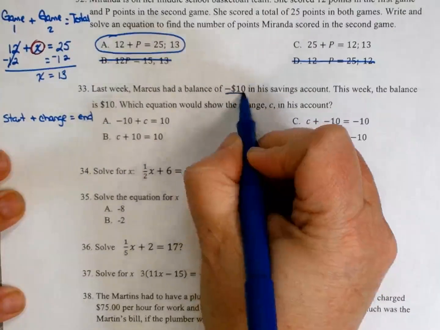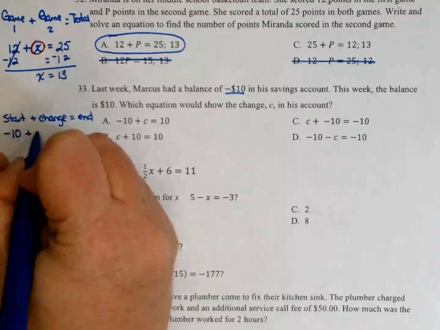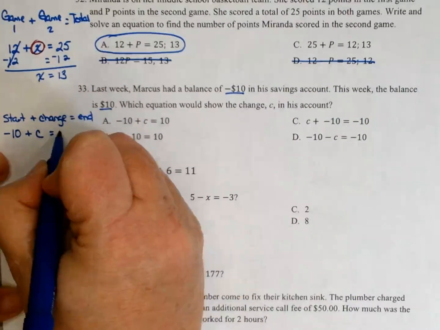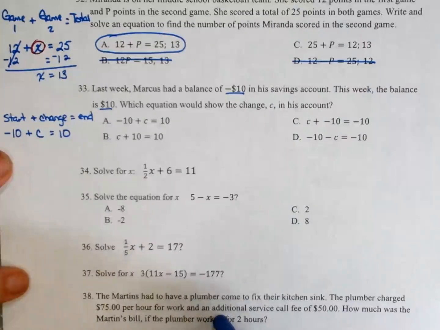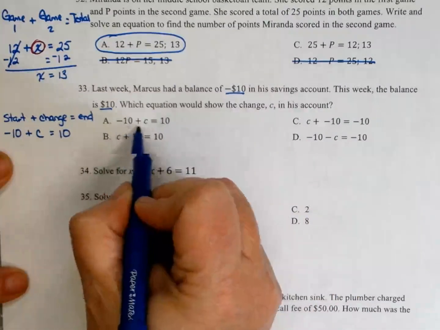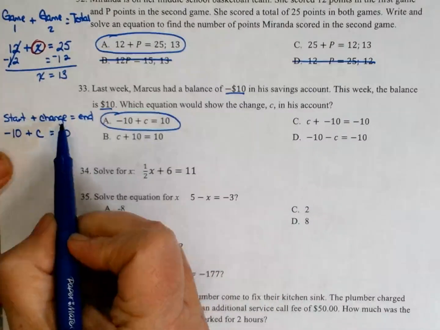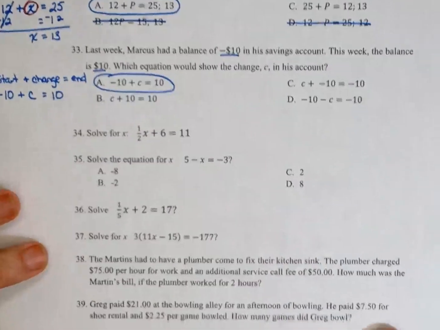So his start was negative 10. We'll say plus C for change, and that equals, at the end, he had $10. Okay, so negative 10 plus C equals 10. It has to be A. When you write out that word equation and then plug in your numbers, it helps so much to figure it out. Okay? All right, number 34.